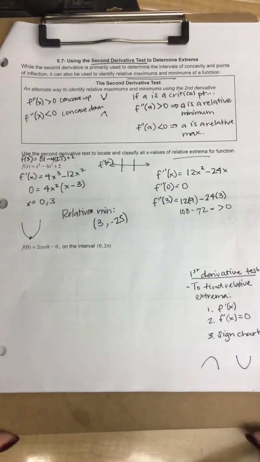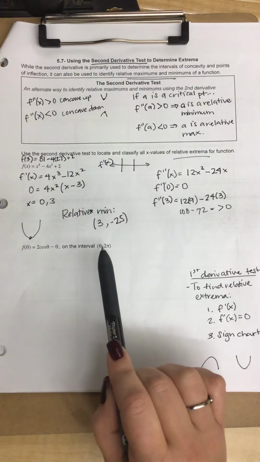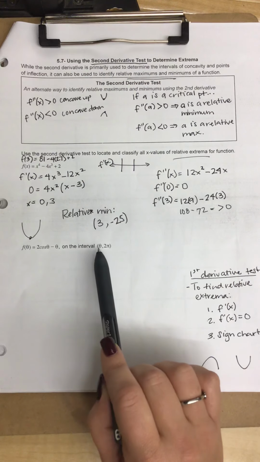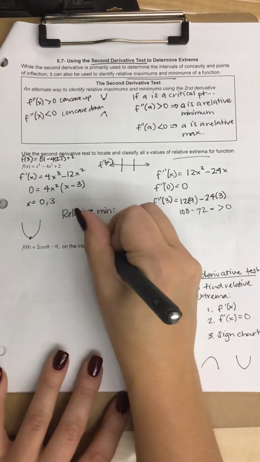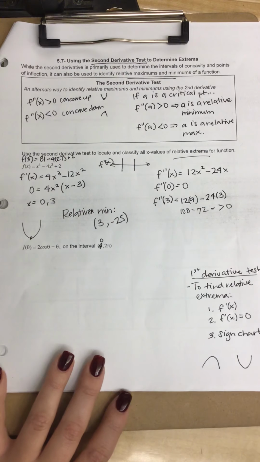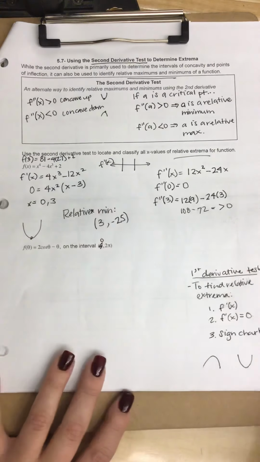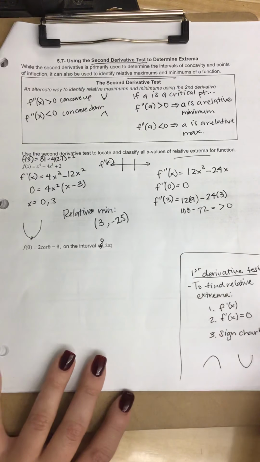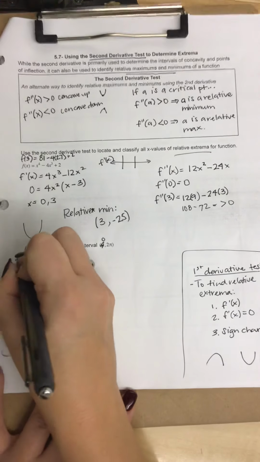All right, same thing but with trig. I know you guys have been struggling with trig, so let's try this. On trig, they would give you an interval, so only from 0 to 2 pi. Otherwise, it keeps going and going and going. So step 1, just like before in the first derivative test, we're going to take the derivative.